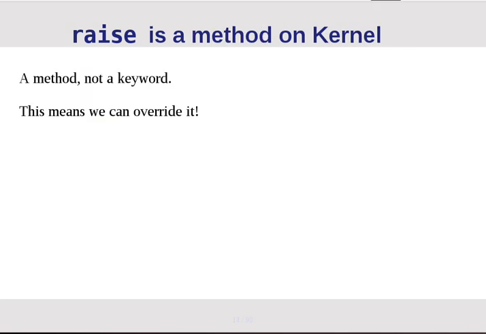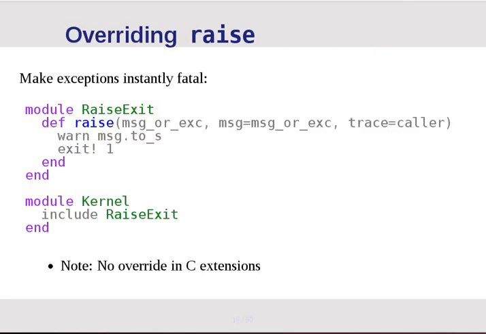Now, raise is a method on Kernel, not a keyword. It's just a method, and of course that means, where something is a method in Ruby, we can override it. Here's a simple kind of stupid example. If we wanted to make Ruby act like older languages that didn't have exceptions and just crashed out when there was a failure, we could override raise to simply issue a warning and then exit with an error condition.